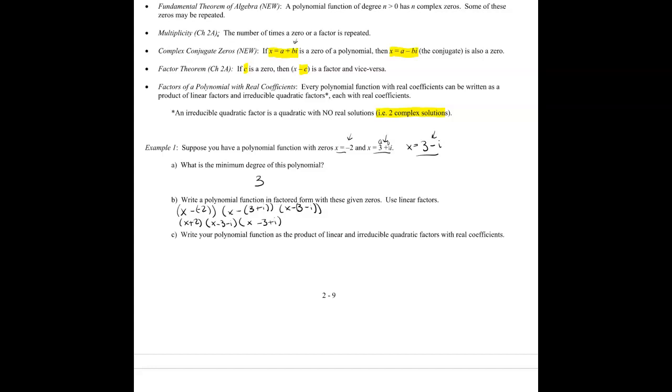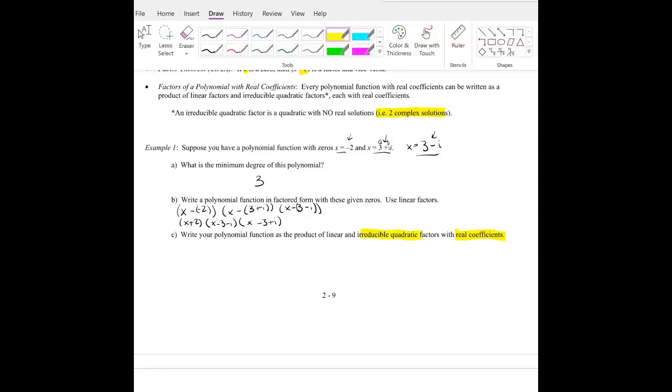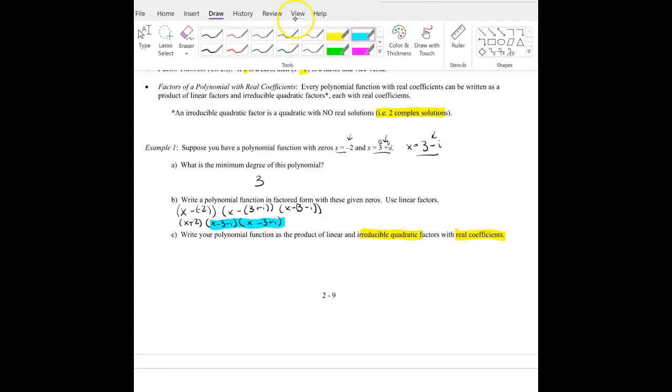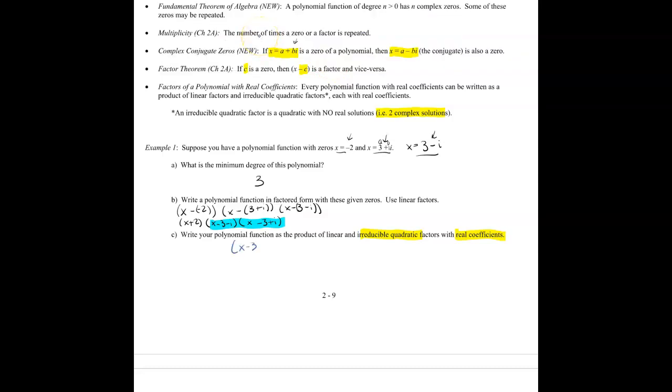Alright. The next part says write our polynomial function as a product of linear and irreducible quadratic factors with real coefficients. So real coefficients just means that we are not going to have i's anymore. The only thing preventing me from having i's right now is this part of my function. So I'm going to go ahead and distribute those out: x minus 3 minus i times x minus 3 plus i.